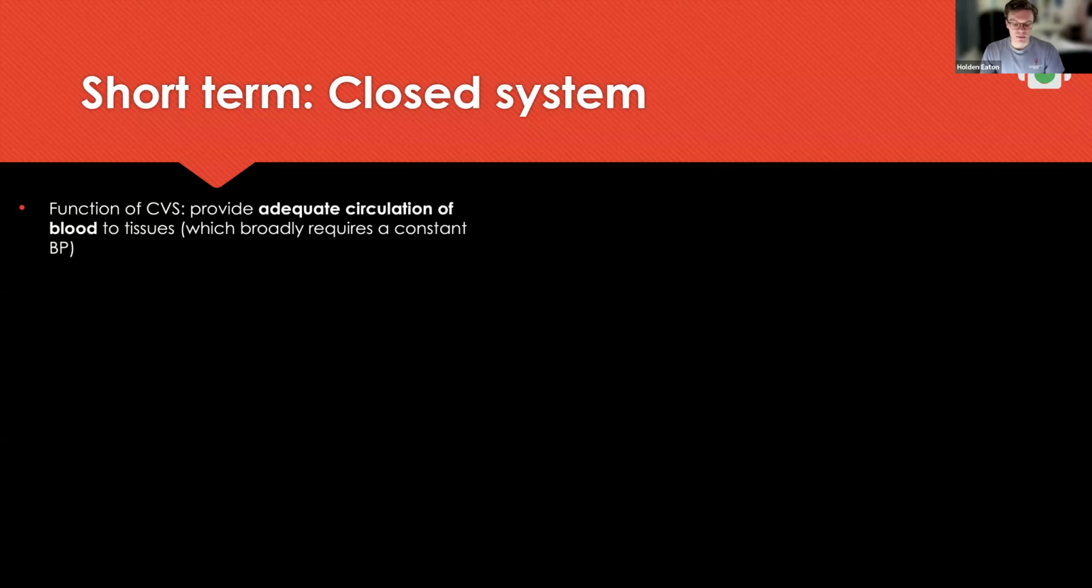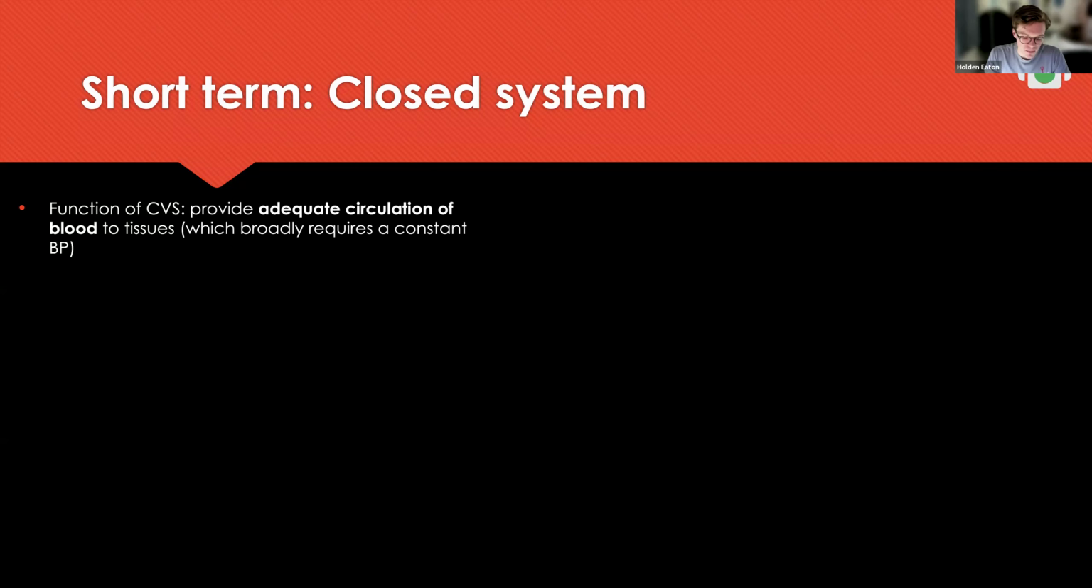So if we start off with the short term, what I mean when we're talking about blood pressure regulation is minute to minute regulation of blood pressure. And that is a closed system, so we don't consider inputs or outputs because it's so short a period of time. Broadly, the function of the cardiovascular system is to provide adequate circulation of blood and therefore oxygen to tissues. And this requires a broadly constant blood pressure.